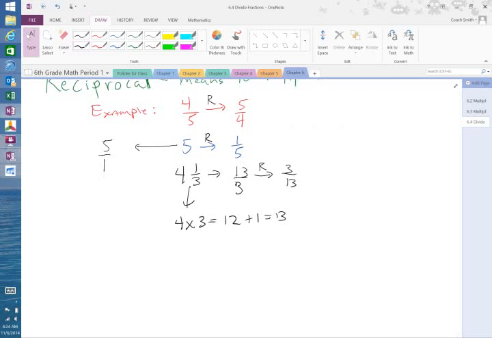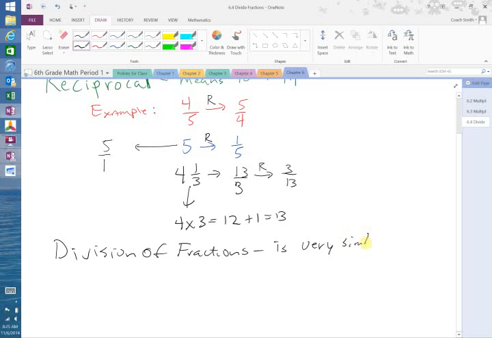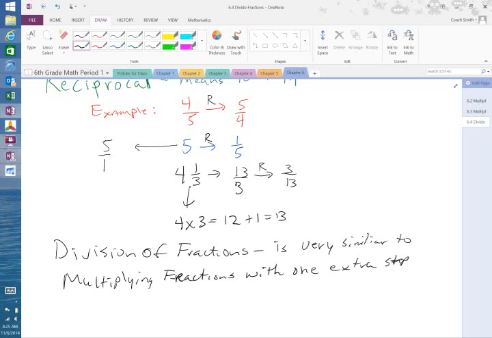Now, division of fractions. Division of fractions is very similar to multiplying fractions, with one extra step. Okay, division of fractions is very similar to multiplying fractions with one extra step.